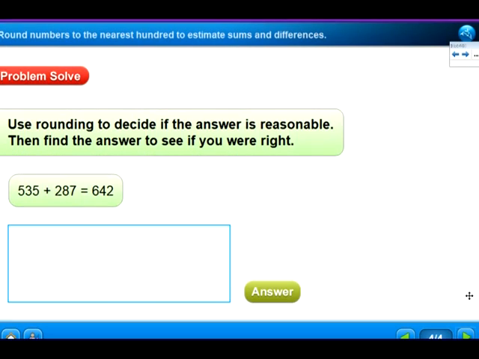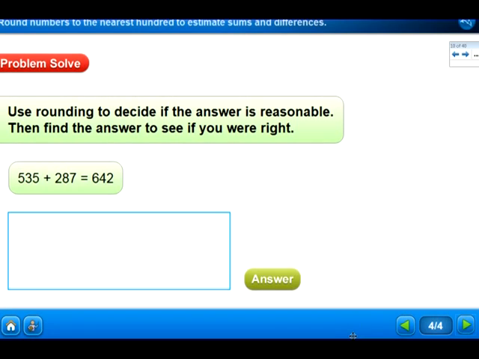Now do this problem on your own. Round to decide if the answer is reasonable. Then find the answer to see if you were right. See if you can round that answer. Is that reasonable? Let's do it together to make sure you have it right. Let's make sure 535. Let's round that first. Closer to 500 or 600? 500 plus 287 now. Closer to 200 or 300? 300. So now we add those two together.